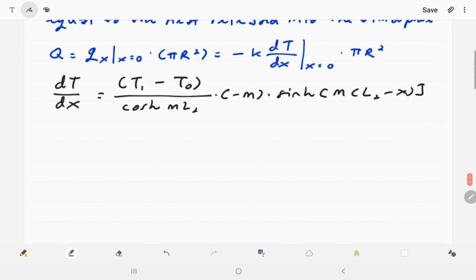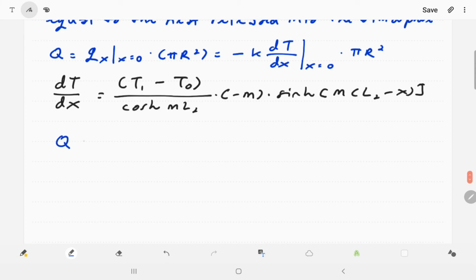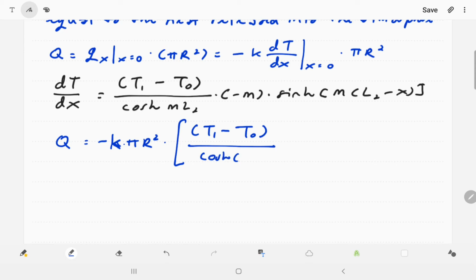Then essentially our Q is equal to minus k pi r square, and then this one will be (T1 minus T0) over cosh mL2 times minus m sinh m(L2 minus x).